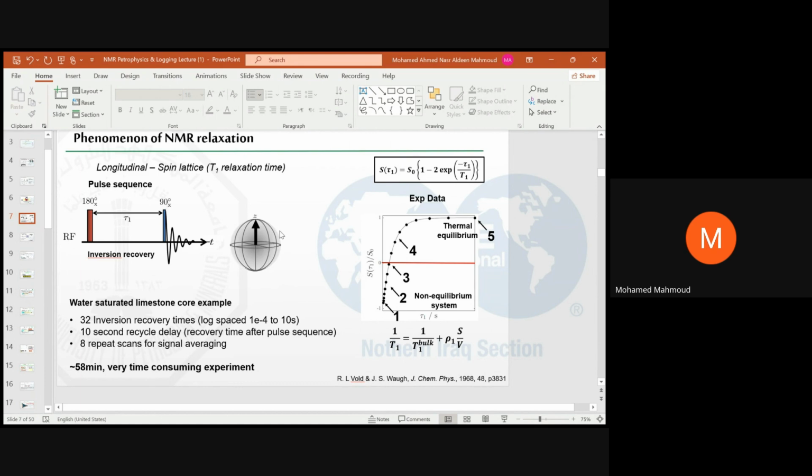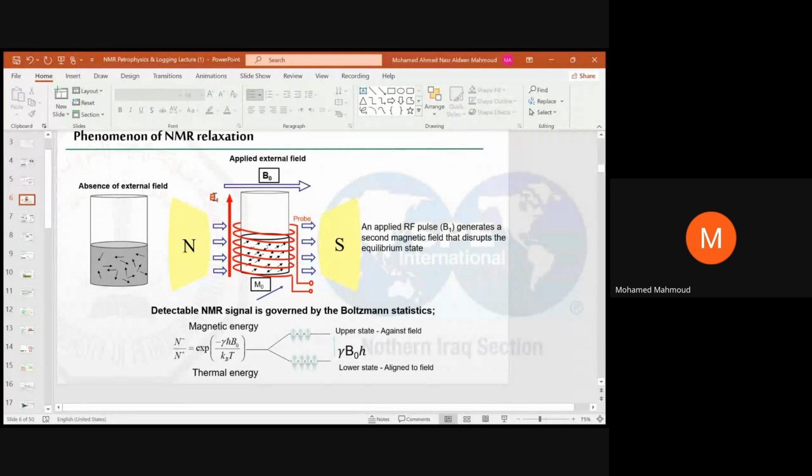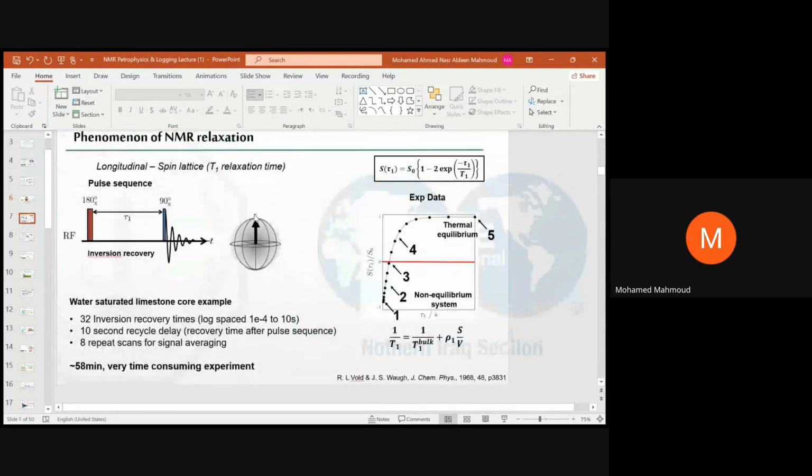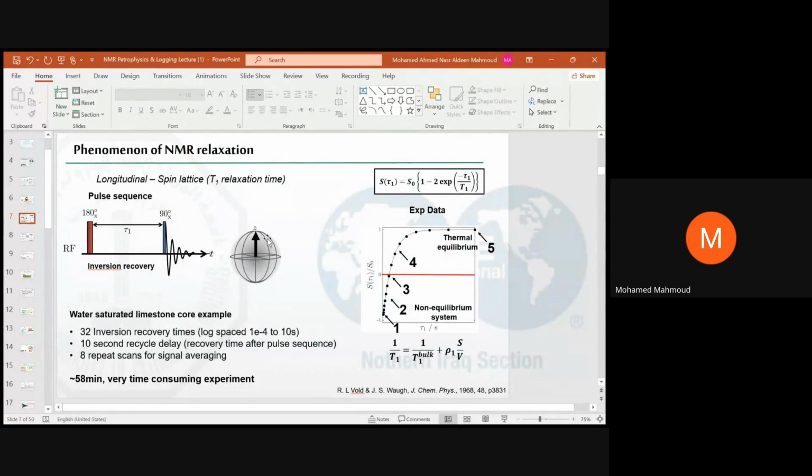demagnetize? Because if you look at this, when we apply the B1, the nucleus will have full magnetization. And when we release this magnetic field, it will go back to the original magnetic field. It will take some time in both the XY direction and the Z direction. So the time it will take to relax back to the original magnetic field in the Z direction, we call it T1, the relaxation time T1, which is longitudinal. And the one that it will take in the XY direction, we call it T2.